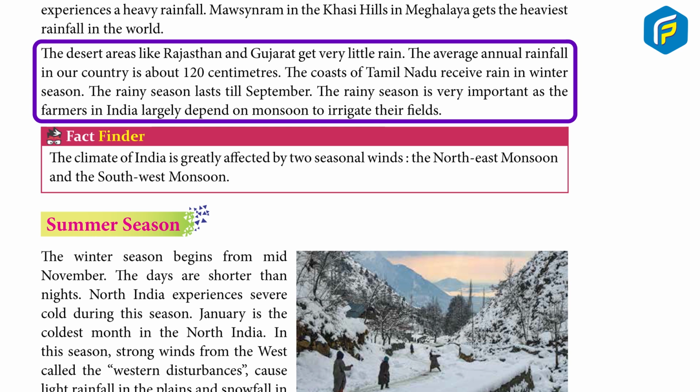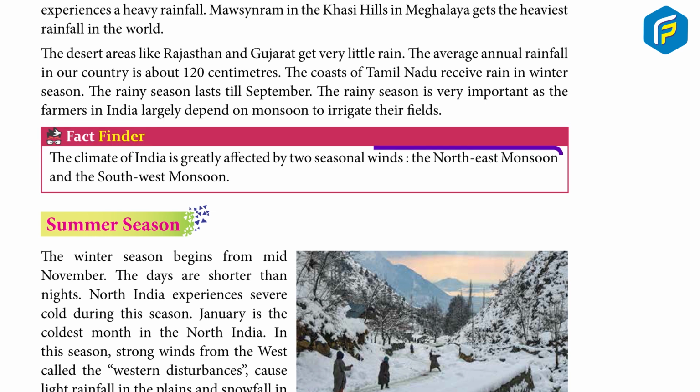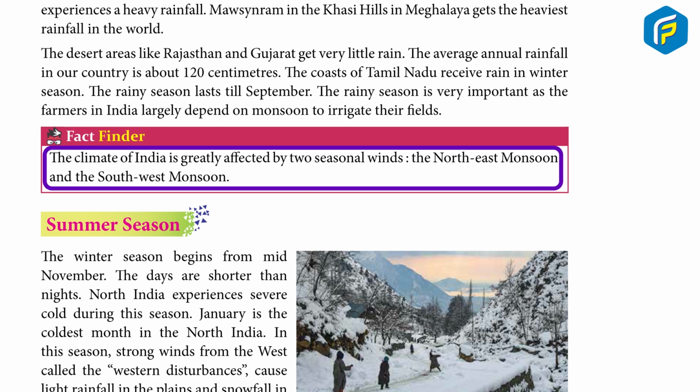The coast of Tamil Nadu receives rain in winter season. The rainy season lasts till September. The rainy season is very important as the farmers in India largely depend on monsoon to irrigate their fields. Fact Finder. The climate of India is greatly affected by two seasonal winds, the northeast monsoon and the southwest monsoon.